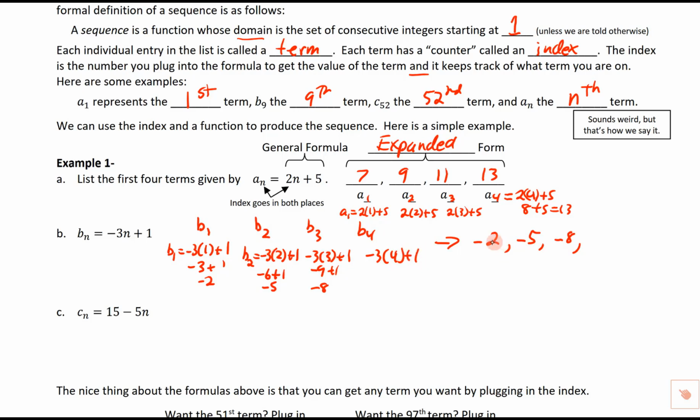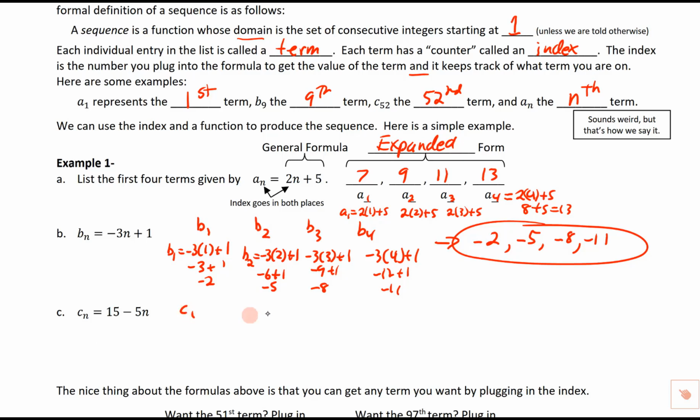Now, you might be able to guess what's happening here. We're going down by 3 every single time, so this is going to be negative 12 plus 1, so we get negative 11. Okay, now it said write out the first 4 terms, so we got the first 4 terms right there, and then let's do this one right here. Now you'll notice this one is written slightly different, but we can go ahead and deal with that one.